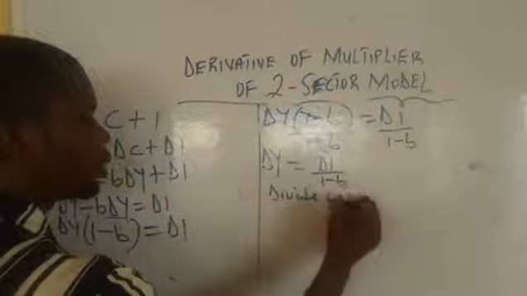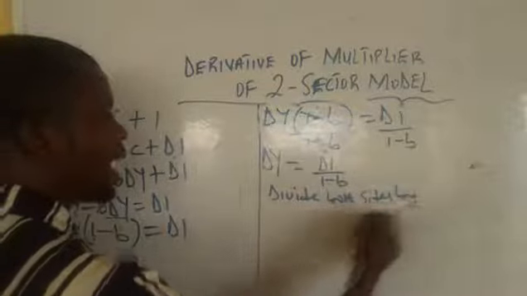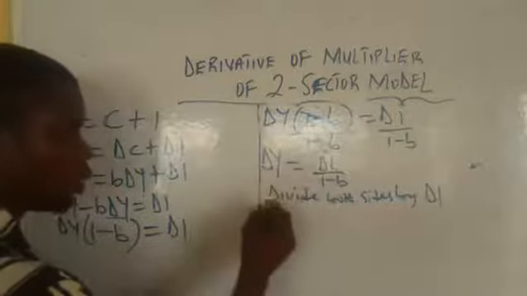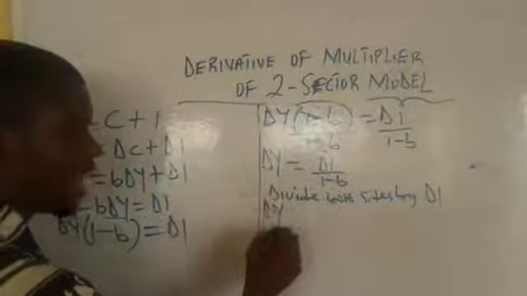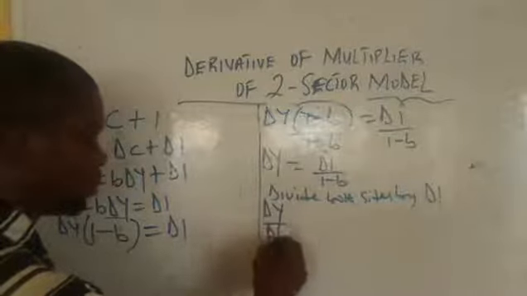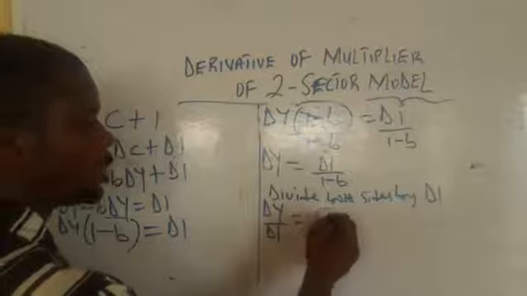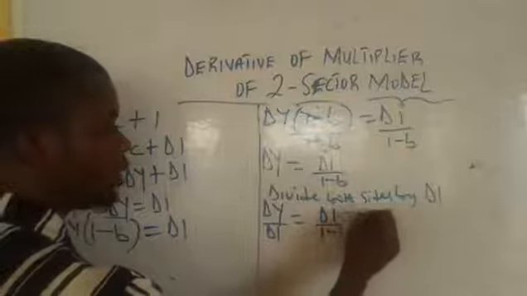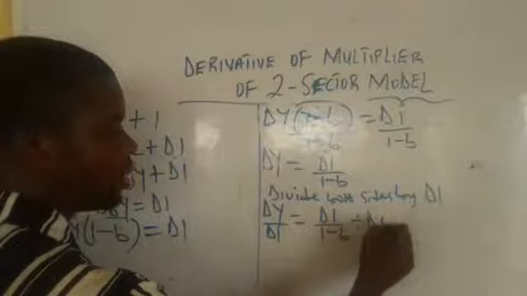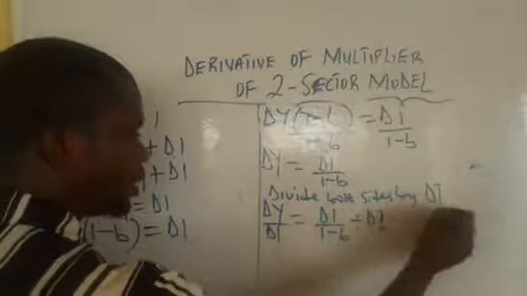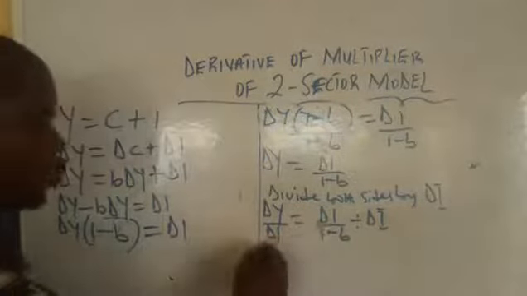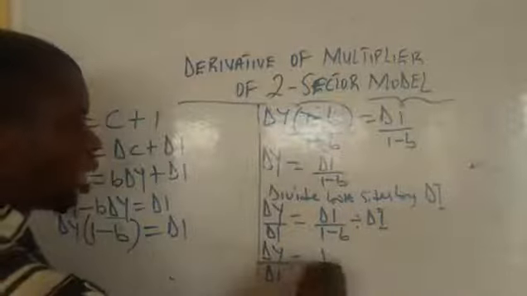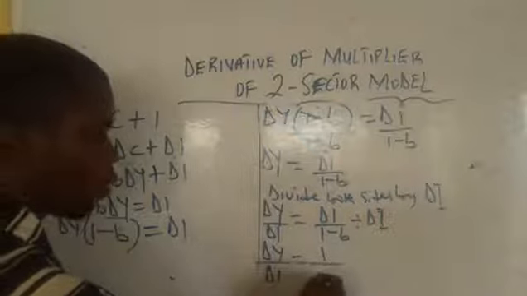At this point, we divide both sides by change in investment. So we divide this side by change in investment, and we divide this side by change in investment. We are going to have change in Y divided by change in investment equals change in investment over 1 minus B, divided by change in investment. Now, if you divide this by change in investment, you will have change in Y over change in investment equals 1 upon 1 minus B.